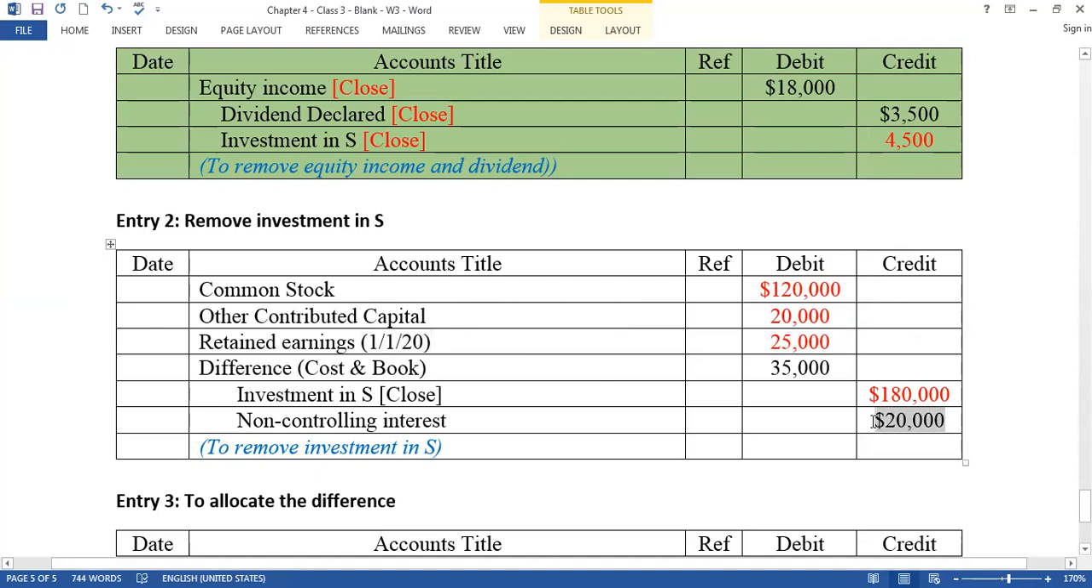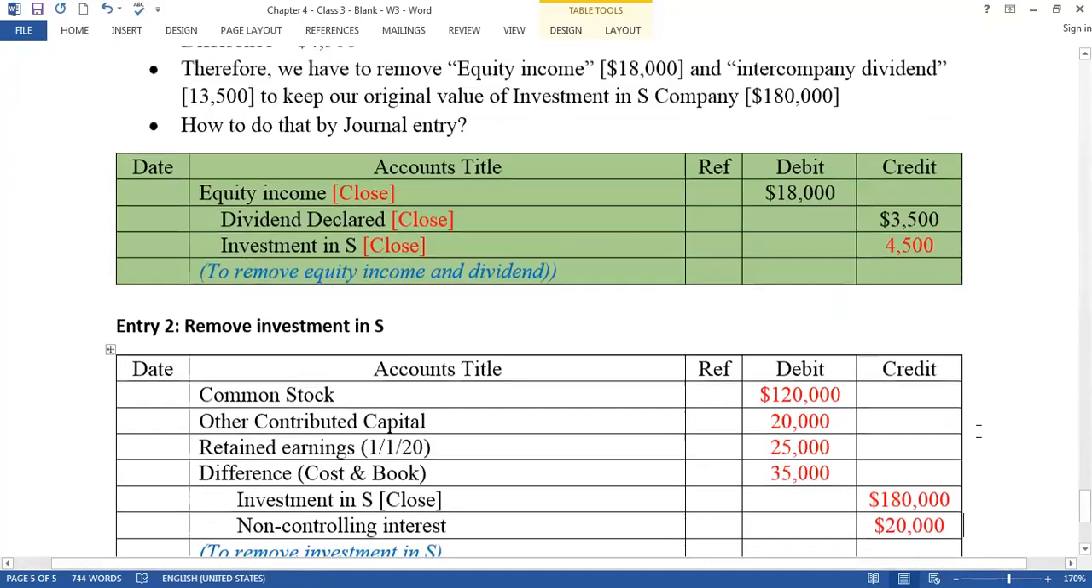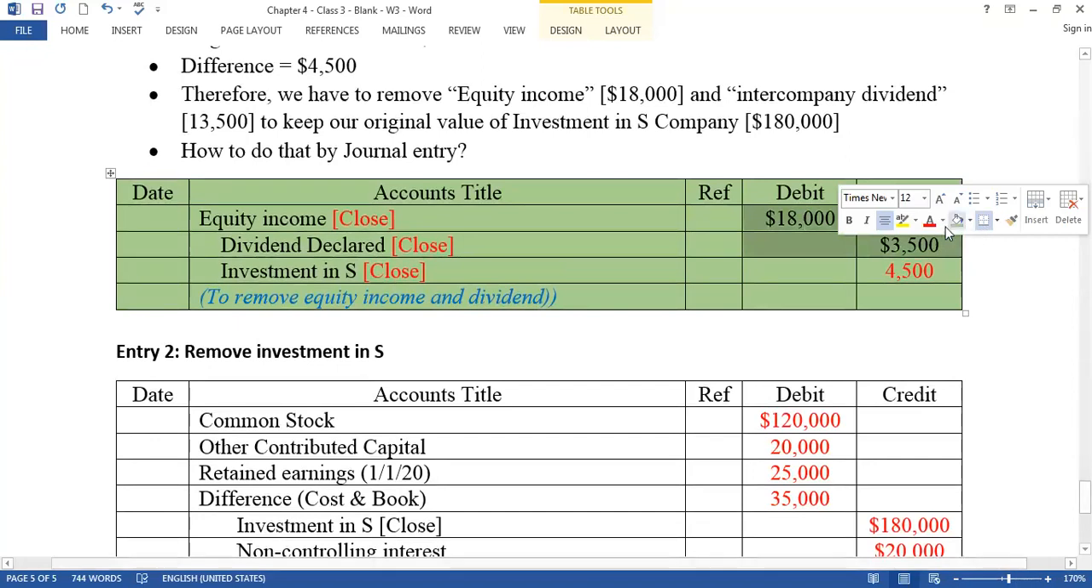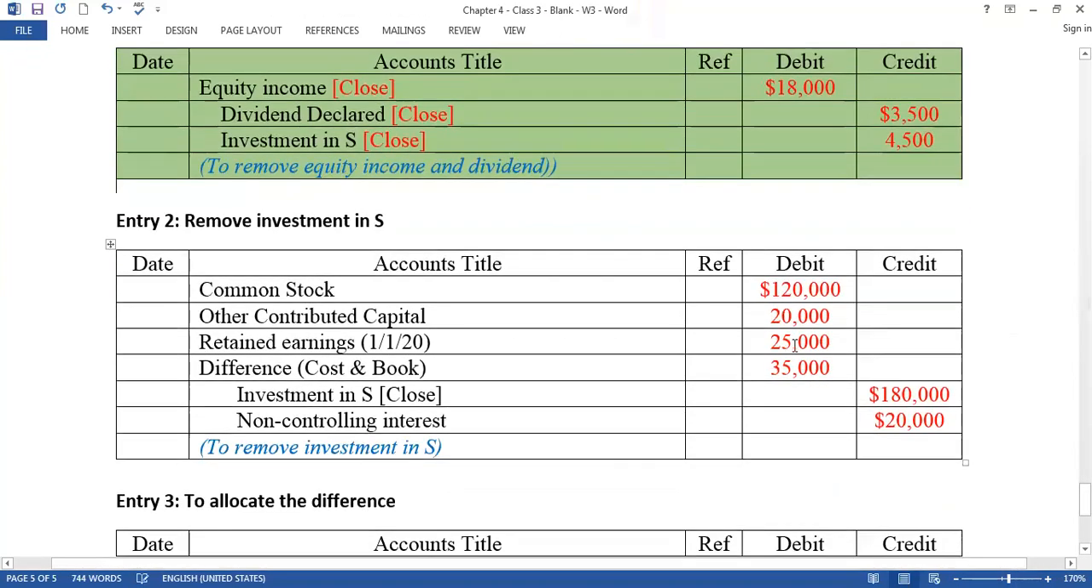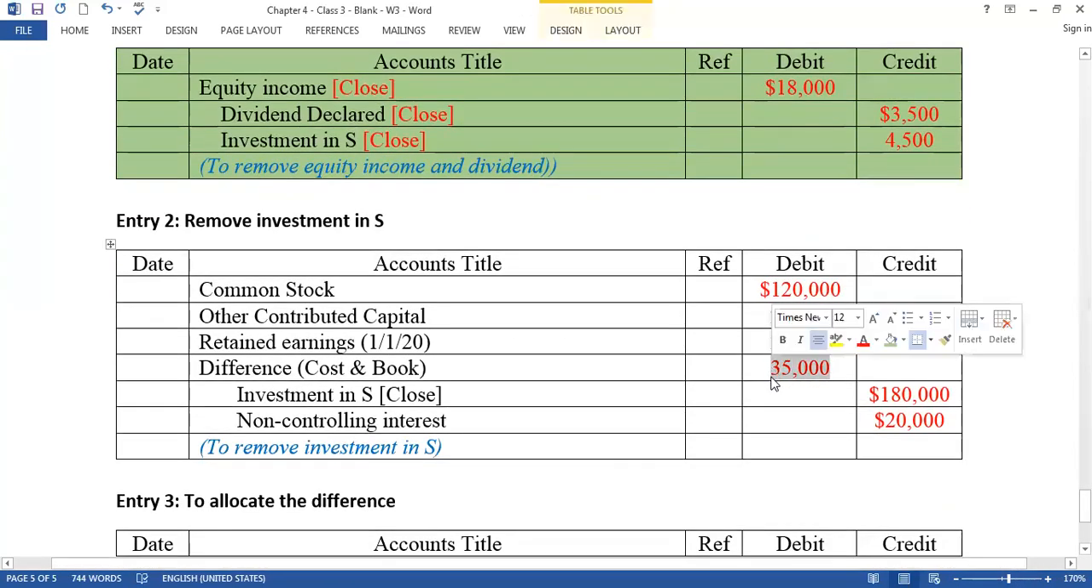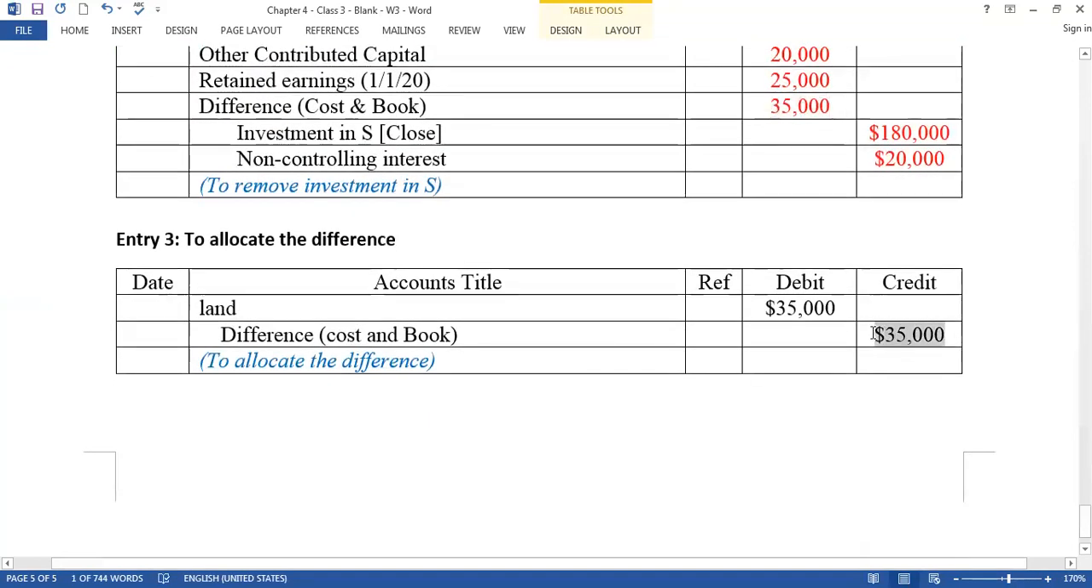Then we establish our NCI. After establishing NCI, we find a difference. And sometimes I told you that sometimes difference goes to credit, sometimes difference goes to debit. According to this question, difference is the debit. Okay. Now question said that if we have any difference, close it and transfer it to the land account. So we close it. Difference now credit.